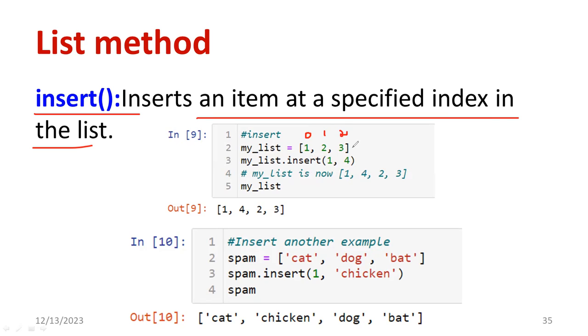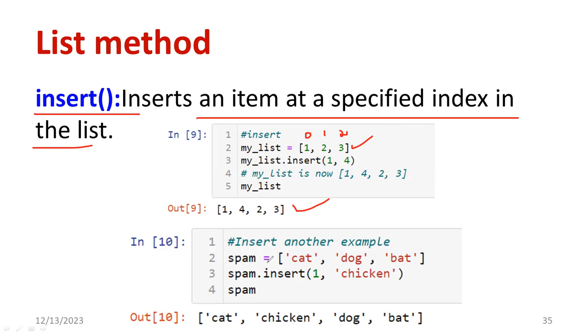So we have a list, namely my list, 1, 2, 3. These are the items. So my list dot insert 1, 4. What is going to happen? If I do this operation, I'll get the new list as 1, 4, 2, 3. So this is what exactly happens.